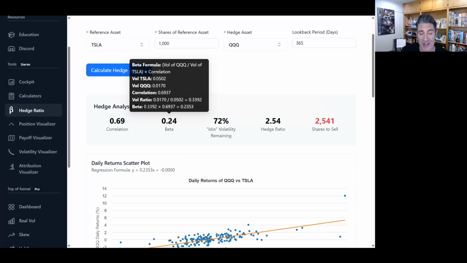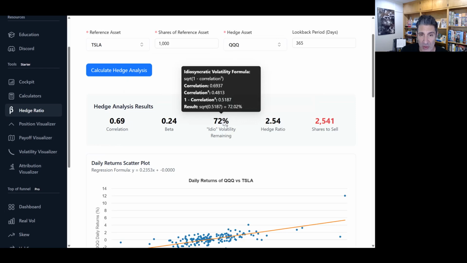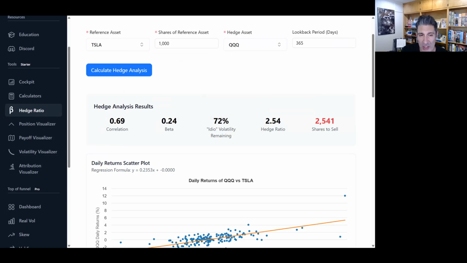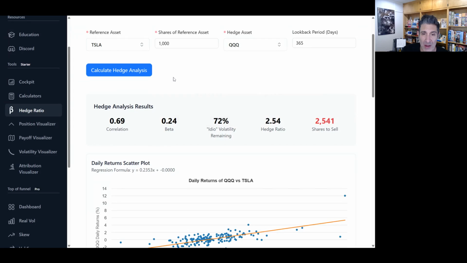What this is saying is that even though you're hedged with Qs, because the correlation is only 0.69, and remember the idio is only a function of the correlation here, it's the square root of 1 minus correlation squared. Because your correlation is 0.69, which sounds like a high number, right? But you end up with this much idiosyncratic volatility. So what does that mean?